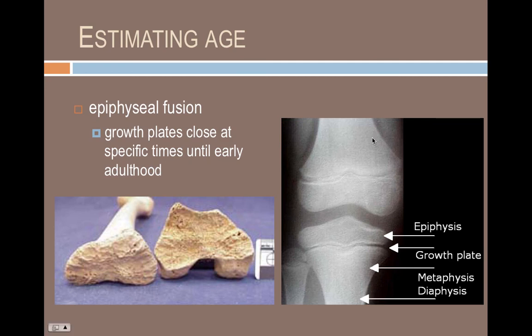So for example, here we see an x-ray of the bottom of the femur and the top of the tibia. If the bottom of the femur fuses between the ages of 15 and 21, and the top of the tibia fuses between the ages of 16 and 25, if we find a skeleton where this one has fused but this one has not, we would say, okay, since this bone is fused, this person is at least 15 years old, but because this one has not fused, they are less than 25 years old. So we can use these growth plates or the epiphyseal fusion as a way of sort of bracketing how old someone is based on where they are in their growth span.